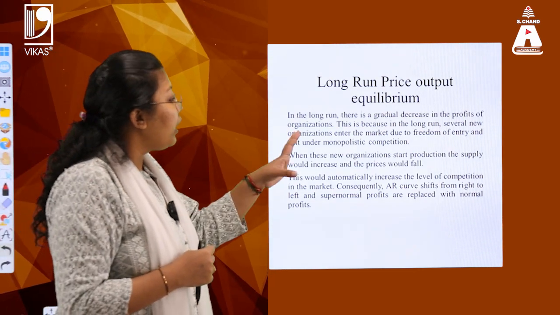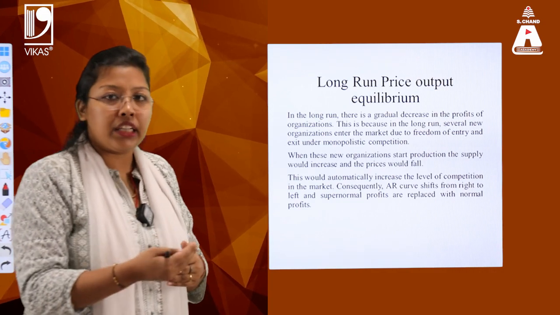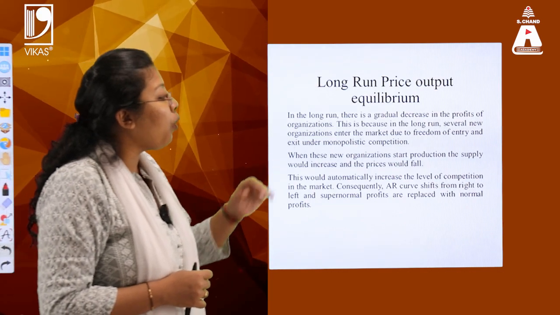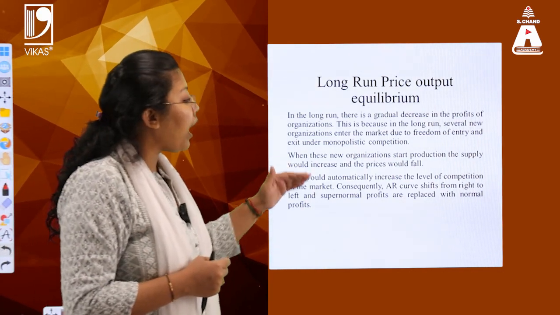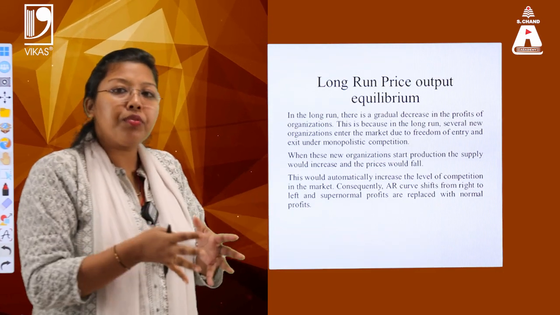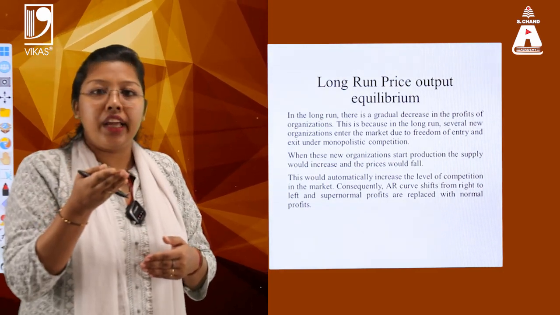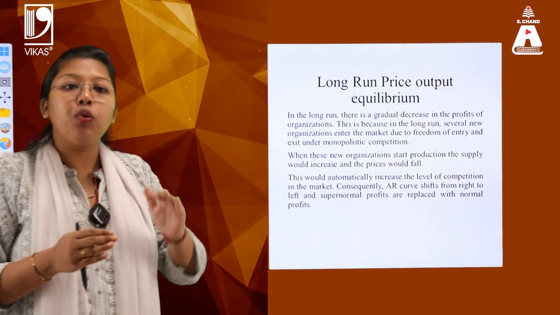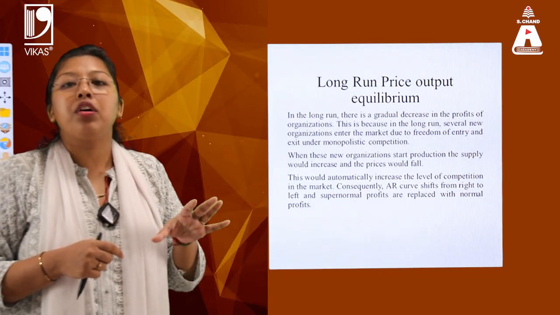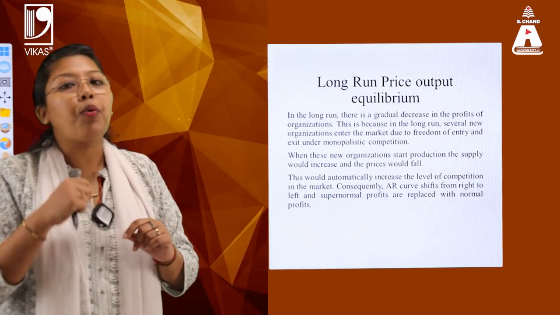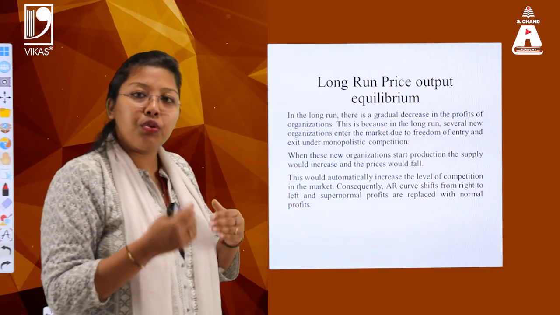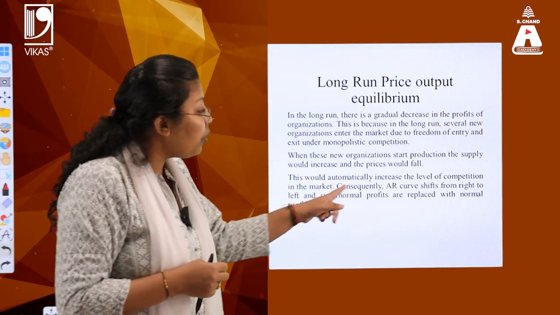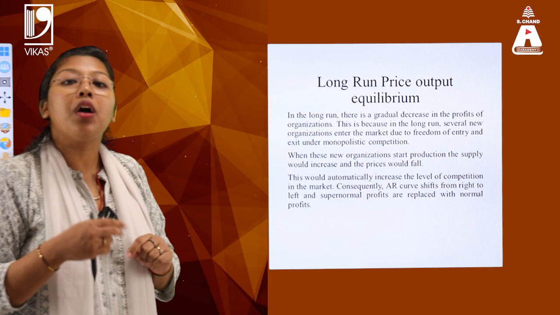So what is happening? In the long run, several new organizations are entering the market, which is allowed since it is monopolistic competition. And when these new organizations start production, the supply would start increasing. Now new firms are coming, they are starting up, increasing production, so what will happen? Supply will increase. Now you have to balance that supply with the demand in the market. At the same time, you need to see what your profit should be, and this will automatically increase the level of competition. How come?